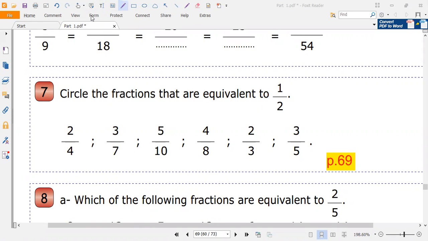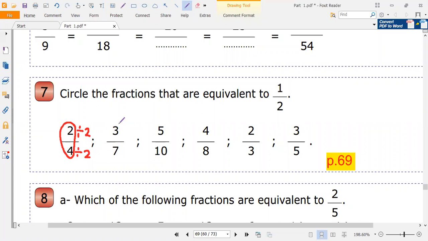2/4. 2 is greater than 1 and 4 is greater than 2, so we have to divide. If we divide the 2 by 2, we get 1, and if we divide the 4 by 2, we get 2. So we get 1/2. So yes, this fraction is equivalent to 1/2 because we divide the numerator and the denominator by the same number.